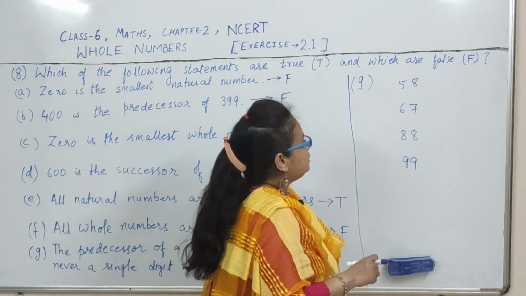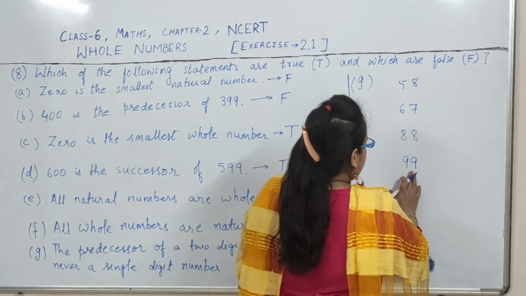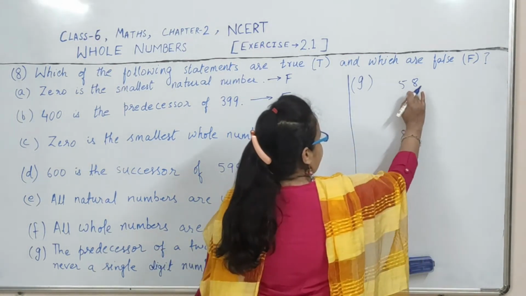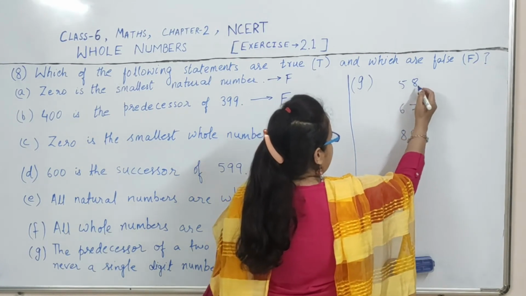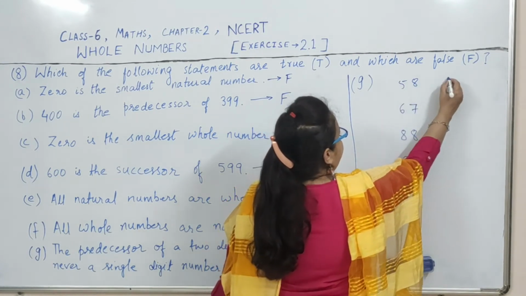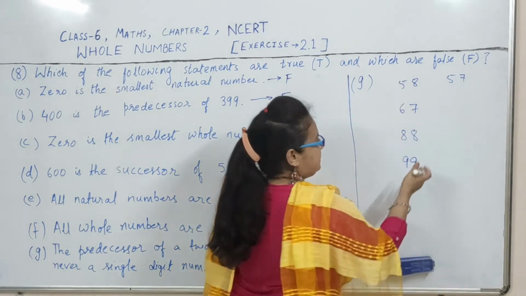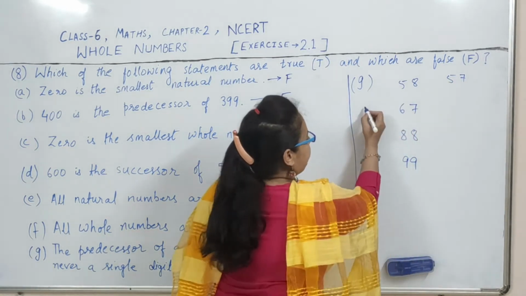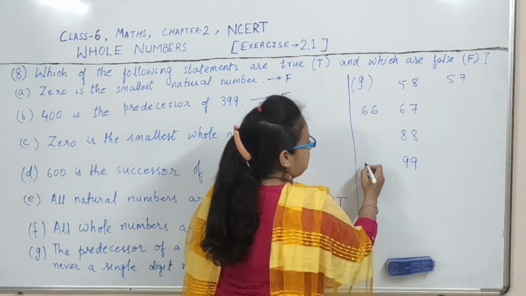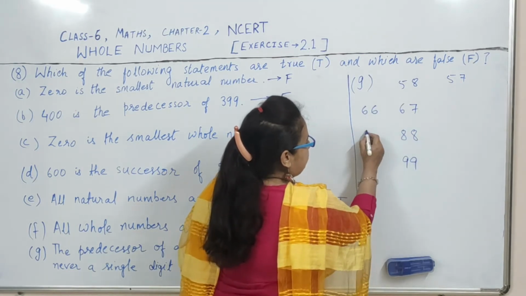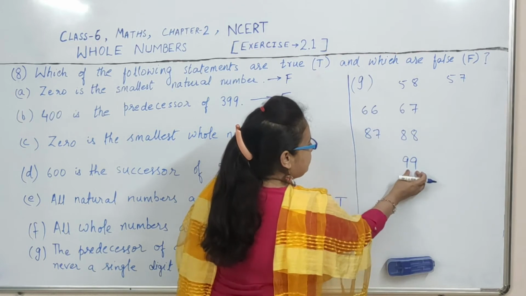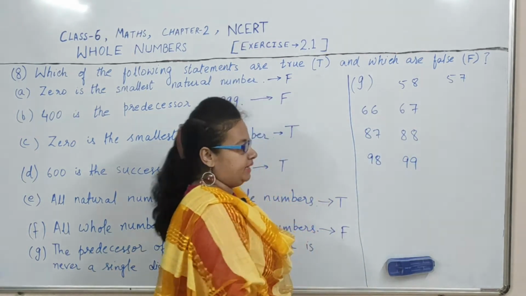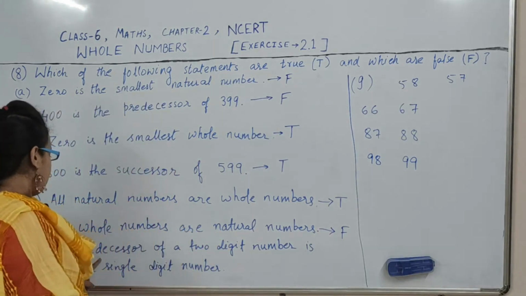Okay, so the predecessor of a two-digit number. What is the predecessor of this? The predecessor of this is 57 because 57 comes before this number. What is the predecessor of 67? The predecessor is 66. What is the predecessor of this number? It is 87. What is the predecessor of this number? It is 98, the predecessor of 99. Okay. What is told in this question?